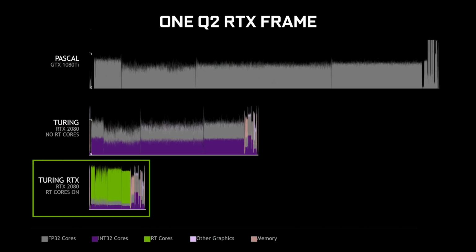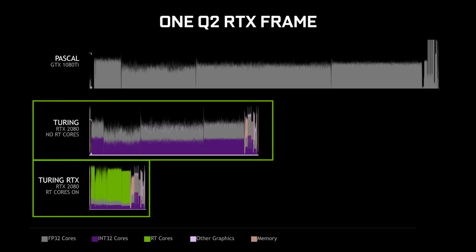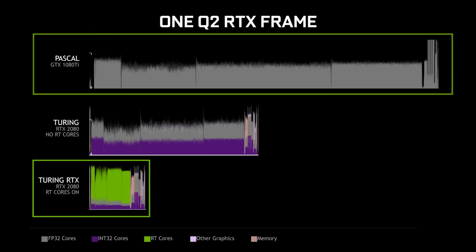The final step, of course, is to run ray tracing on the RT cores. So again, using the same RTX 2080, the green you see here is the ray tracing execution being done on the RT cores. Comparing that to an RTX 2080 without RT cores, it's about 3 times the performance. And then comparing that performance to a Pascal, a 1080 Ti in this case, it's about 6 times the performance.